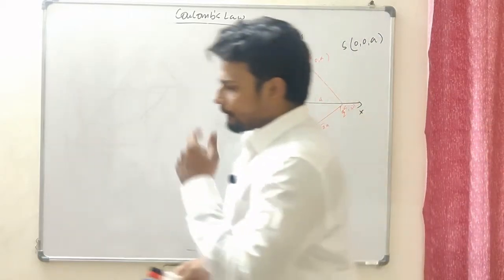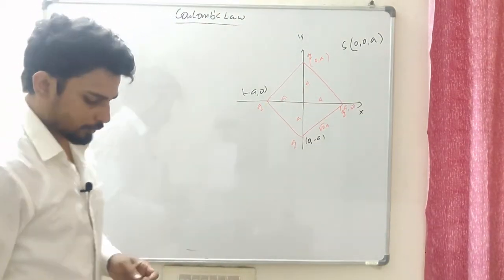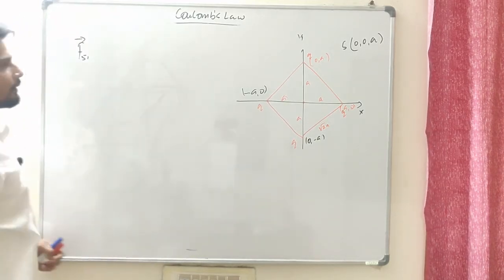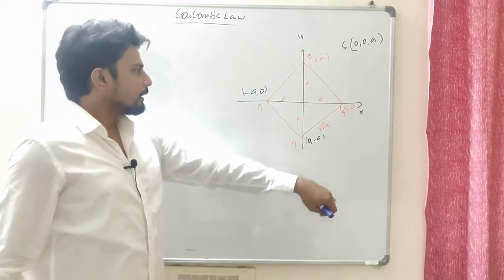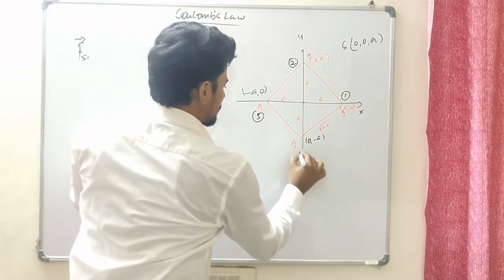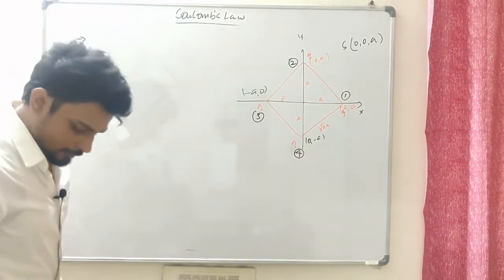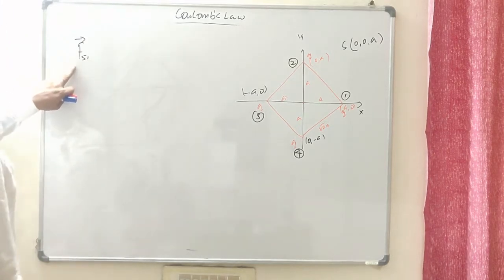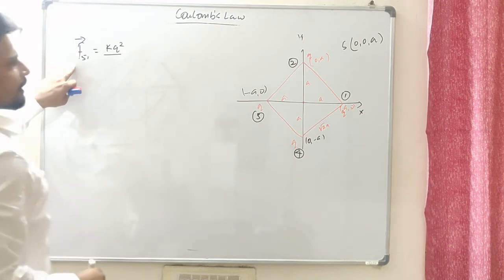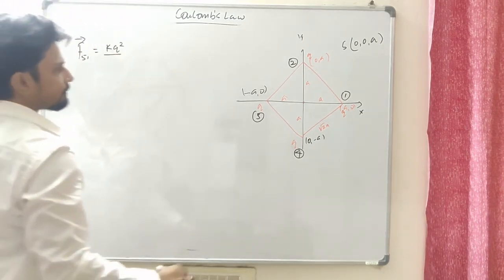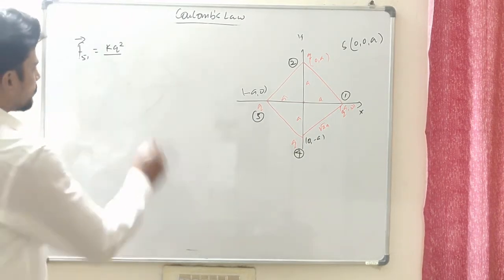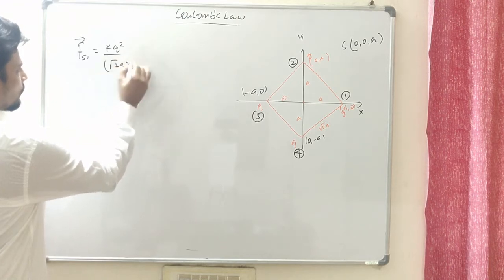Now, if I use the vector form, I think this is going to be easy for all of us to find. So let us say the force on 5 due to 1. Let's say this is my position vector, 1, 2, 3 are the positions. I'm just writing the vertices' numbers for easy calculations. So force on 5 due to 1, that should be k q square over, before that, the distance would be how much? Root 2 times a, isn't it? Yeah, that should be root 2 times a whole cube.